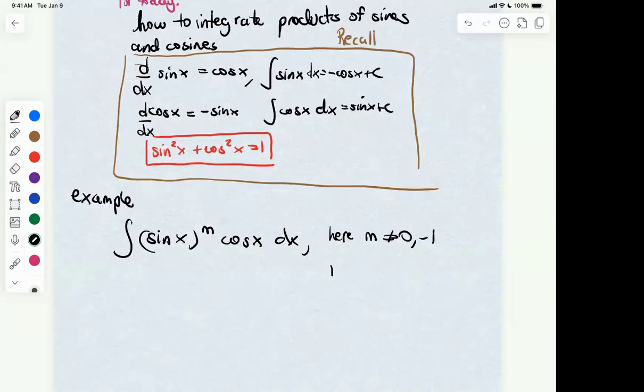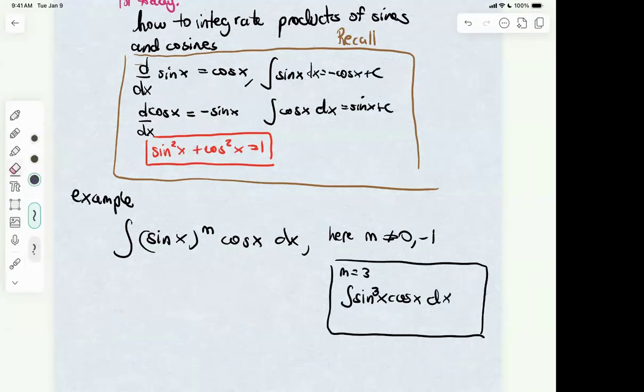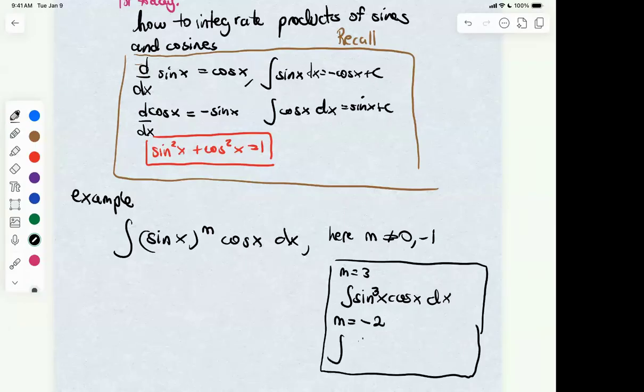For example, if you take m to be 3, it would be the integral of sine cubed times cosine of x dx. Or it could also be a negative number. If you took m to be negative 2, this would be the integral of cosine of x divided by sine squared of x dx. So basically almost any power of sine times cosine.